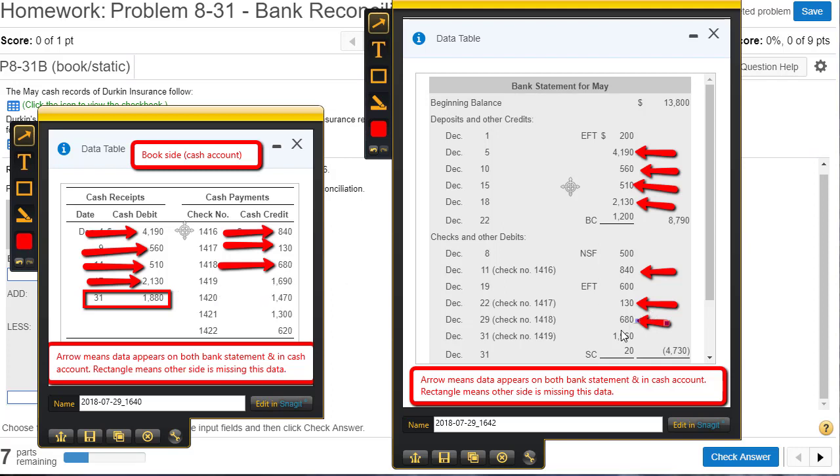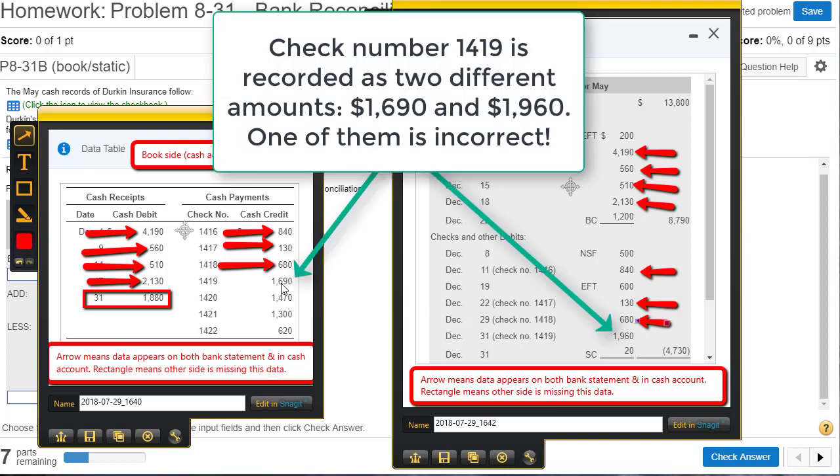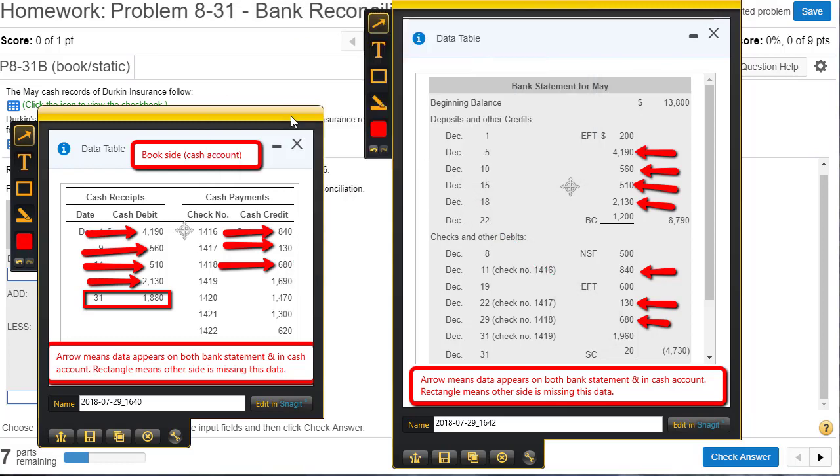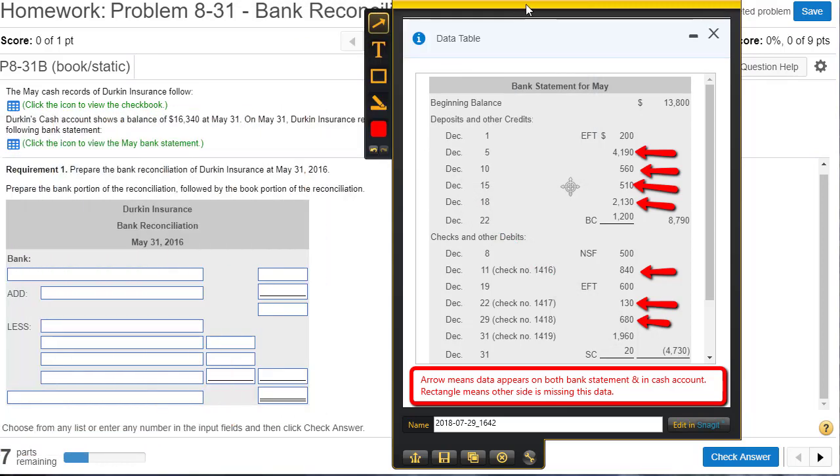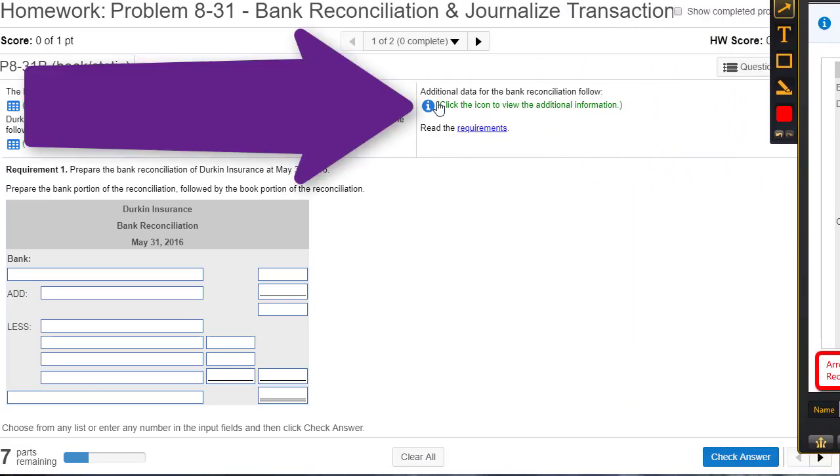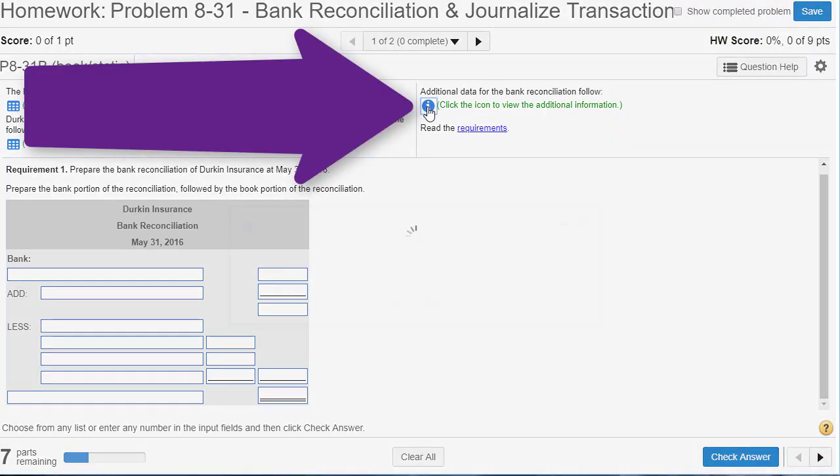We've got check 1419 for 1690. Now this, better pay close attention. We've got 1690 here and 1960 over here. So someone recorded it wrong. What we have to do is some troubleshooting and see who wrote it correctly. In the real world, you log in and look at the check image and see who recorded it correctly. The way we find that out in this problem is we click on this box for additional information.